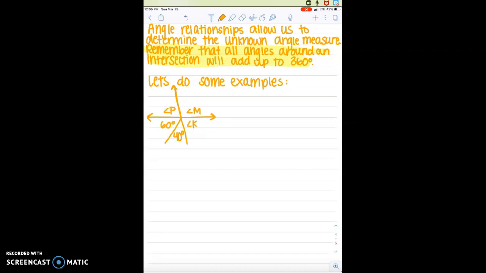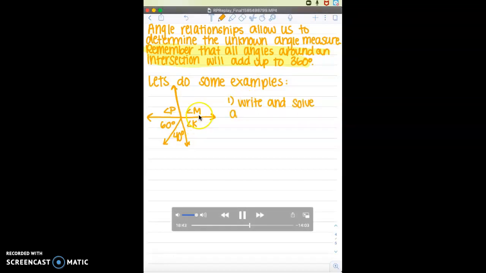And then we're going to answer some questions with these. So number 1 is going to ask you to write and solve an equation for angle K right here.